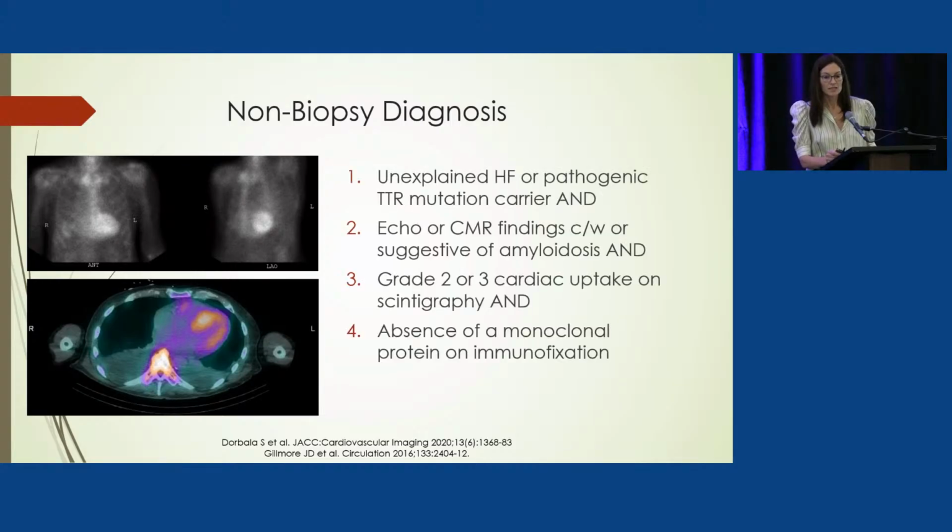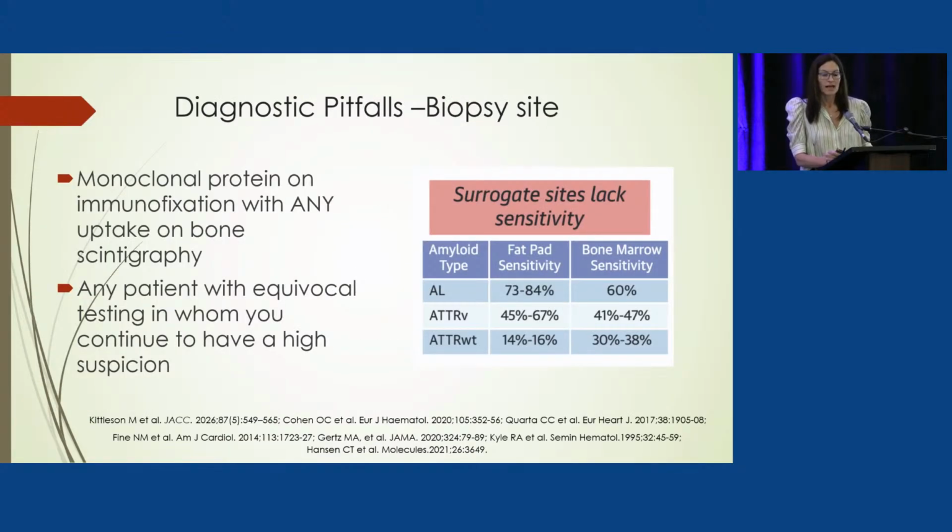And so, not to belabor the point, but in order to perform the non-biopsy diagnosis for ATTR cardiac amyloid, you have to have a patient with unexplained heart failure or a pathogenic TTR mutation, imaging findings suggestive of amyloidosis, grade 2 or 3 uptake on scintigraphy, and you have to have ruled out AL amyloidosis. If any of these are missing, you have to perform a biopsy.